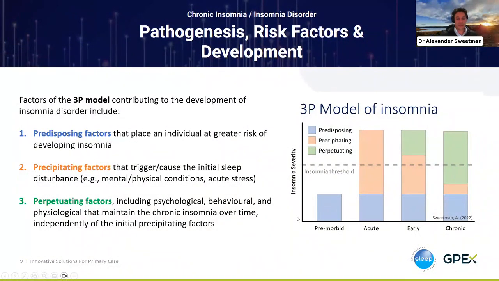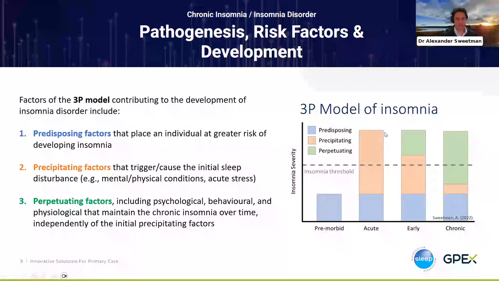So on this axis, we can see someone's insomnia severity. So higher levels indicate more severe insomnia. And as an arbitrary threshold, anyone above this dotted line, it might be indicated that they have chronic insomnia disorder. So before insomnia develops, we can see that everyone has some level of predisposing risk factors. These might be any biopsychosocial factors, so genetic factors or psychological factors, or personality factors like a predisposition to anxiety or perfectionism. But importantly, these factors alone aren't enough to bring someone above the insomnia threshold. It really takes an initial trigger or a precipitating factor for insomnia to develop.